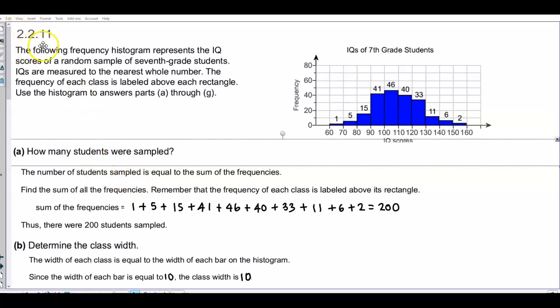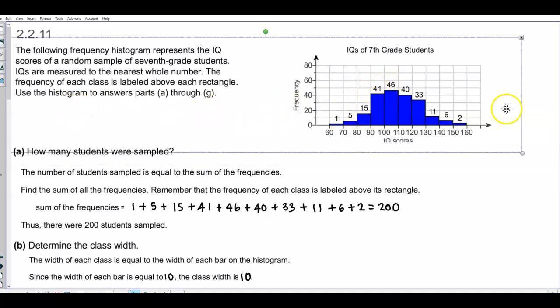Section 2.2.11, the following frequency histogram represents the IQ scores of a random sample of 7th grade students. IQs are measured to the nearest whole number. The frequency of each class is labeled above each rectangle. We're going to use this histogram to answer parts A through G.